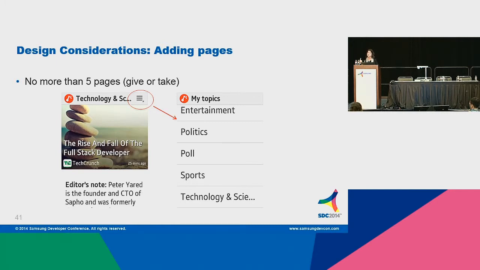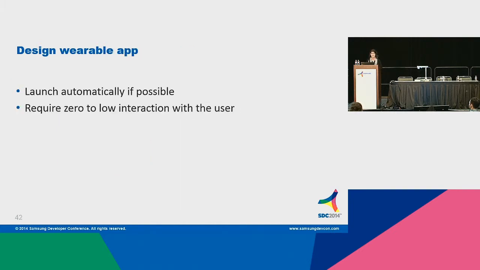Also, try not to do more than 5 pages at a time. You can go higher, but the more pages you have, the more you're requiring your user to work at getting information. So keep it minimal. Launch automatically if possible. Users don't want to have to scroll around a lot to find your app. Require zero to low interaction with the users. So as I was saying before, visually, if you can give them what they need in a picture or in a few words, do it.